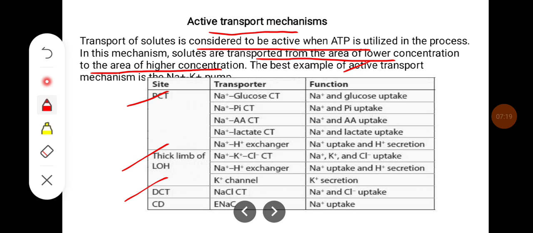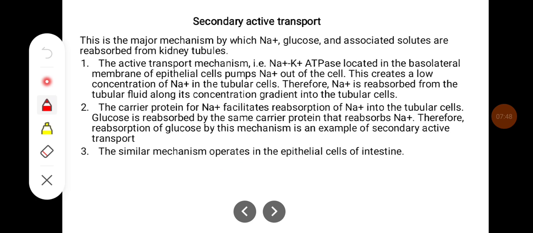loop, DCT and CD are sodium glucose, sodium phosphate, sodium amino acid, sodium lactate, sodium hydrogen exchanger, and in the thick ascending limb, sodium potassium chloride transport channel, sodium hydrogen exchanger, potassium channel, whereas in DCT sodium chloride, whereas in CD epithelial sodium channels are some of the examples for active transport. Secondary active transport can also occur here.